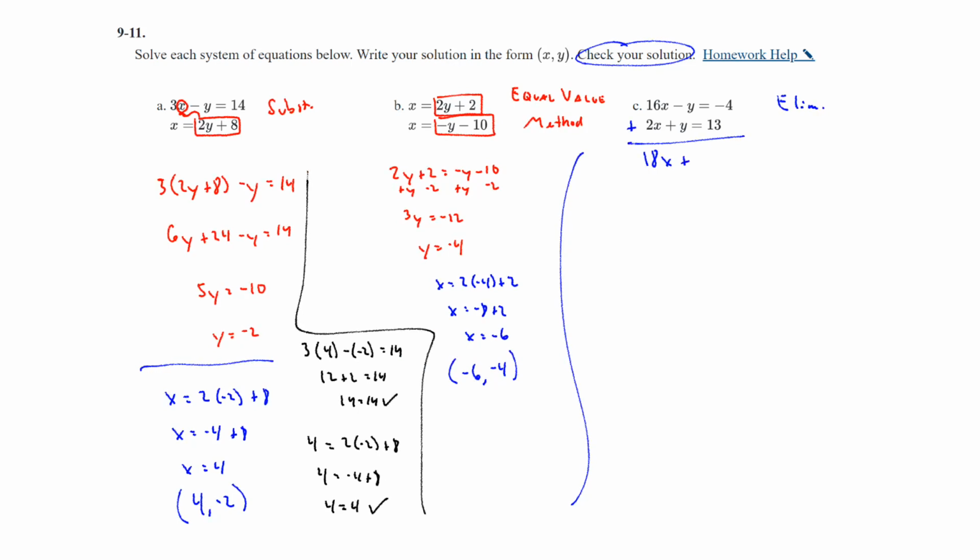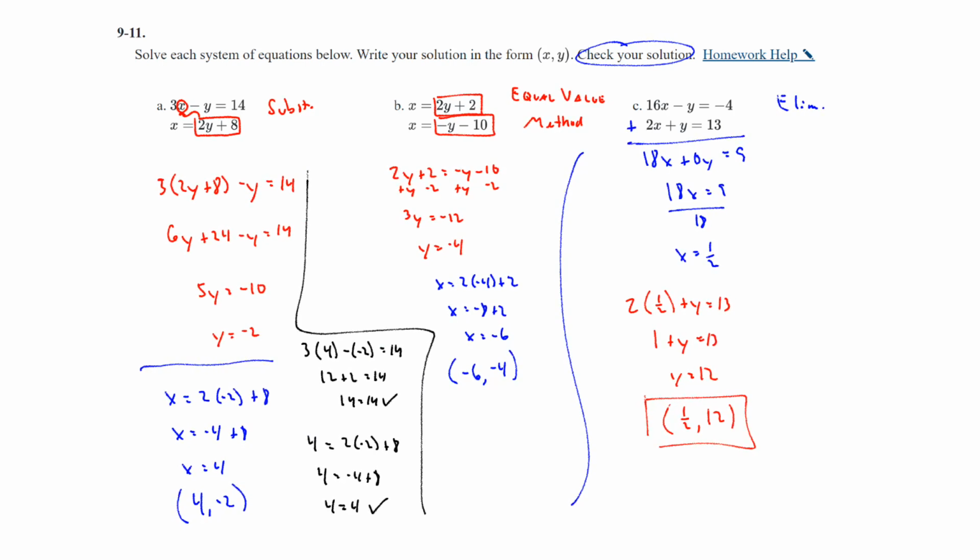I'll write it plus 0y is equal to 9. And since 0y is just 0, 18x is equal to 9. Divide by 18. x is equal to 0.5, or 1/2. Plug that back into one of your equations. I'm going to go with the second one. 2 times 1/2 plus y is equal to 13, or 1 plus y. Subtract the 1, and y is equal to 12. So my solution is (1/2, 12).